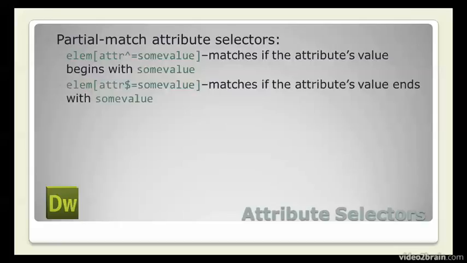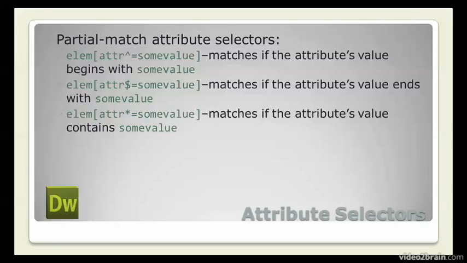In the next one, instead of a caret or circumflex, you place a $ sign before the equals sign, and this matches if the attribute's value ends with the specified characters. And in the final one, you place an asterisk or star between the attribute name and the equals sign, and this matches if the attribute's value contains the text anywhere within the attribute value.